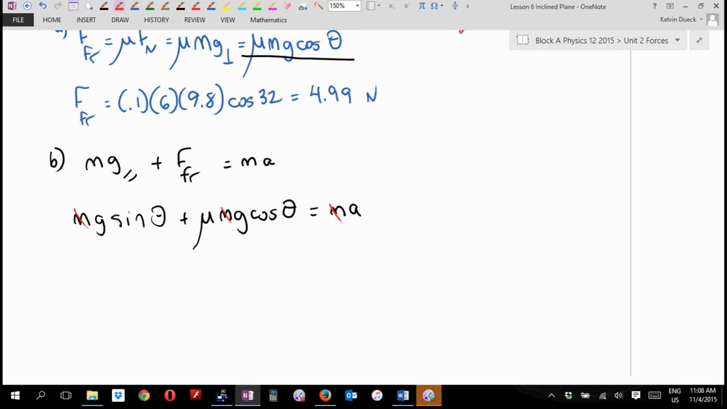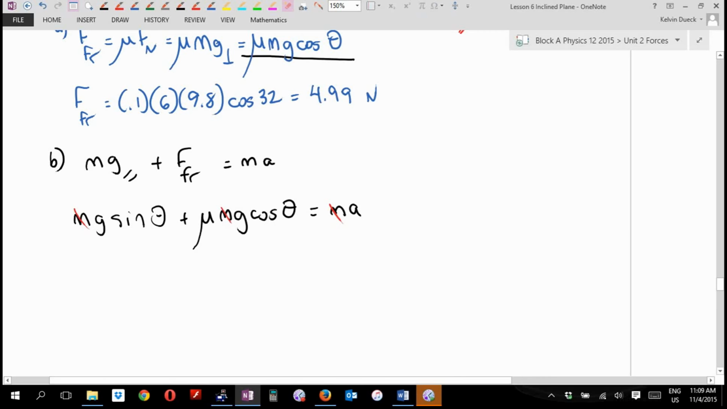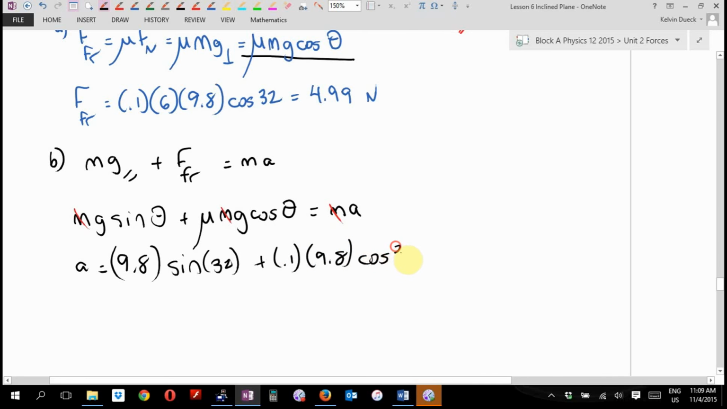So, Lewis, I have no problem if you solve for friction first and then drop it down, although I wouldn't drop down 4.99. I would drop down 4.986522 or 23. I'd carry extra sig figs. But you'll find it ends up being less work, even if you found friction already, because you would have found the algebraic version along the way, to just drop the algebraic version down. Because now it's plug and chug. Complicated plug and chug, but it's going to be 9.8 sine of 32 plus 0.1 times 9.8 cos 32.